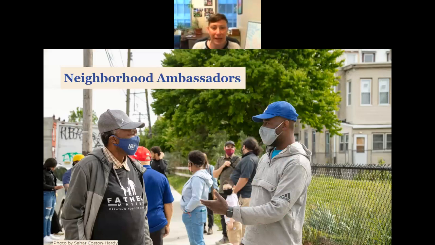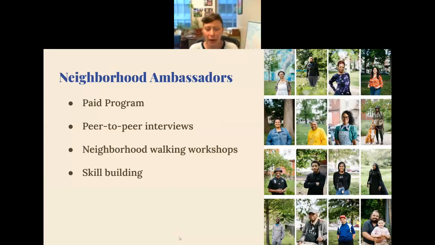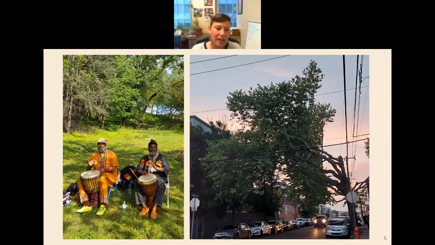We also did a neighborhood ambassador program. This was a paid program where we had 22 different people from 5 of those priority areas. We did workshops with them to teach them how to do peer-to-peer interviews. We did walking workshops around the neighborhood so that they could point out the different ways that people were engaging with trees in their neighborhood. And we did a visual storytelling workshop so that they could document that as well. So here are a couple of the photos that they sent us, ways that people are enjoying the tree canopy and ways that trees are bad ambassadors in their neighborhoods.